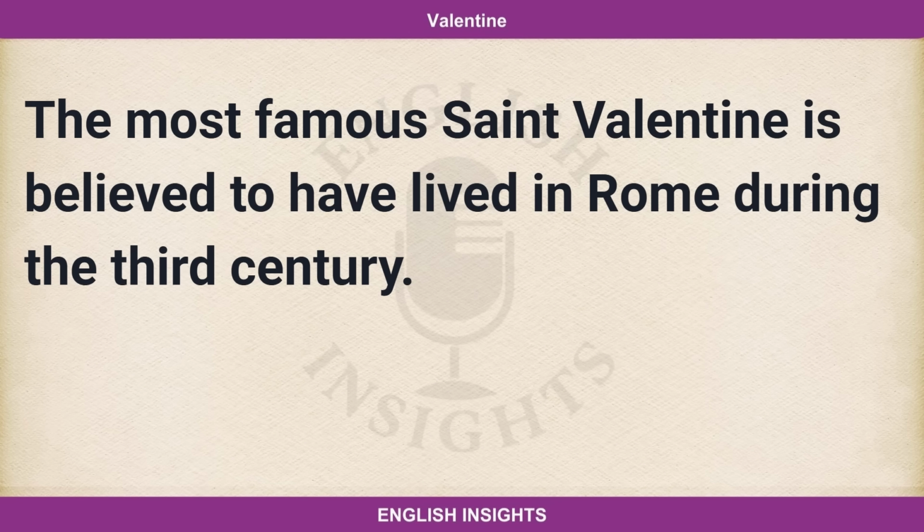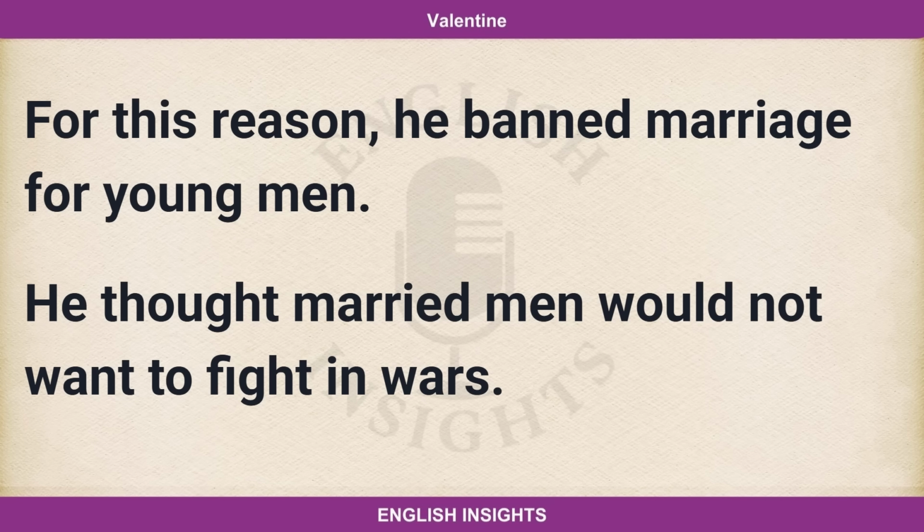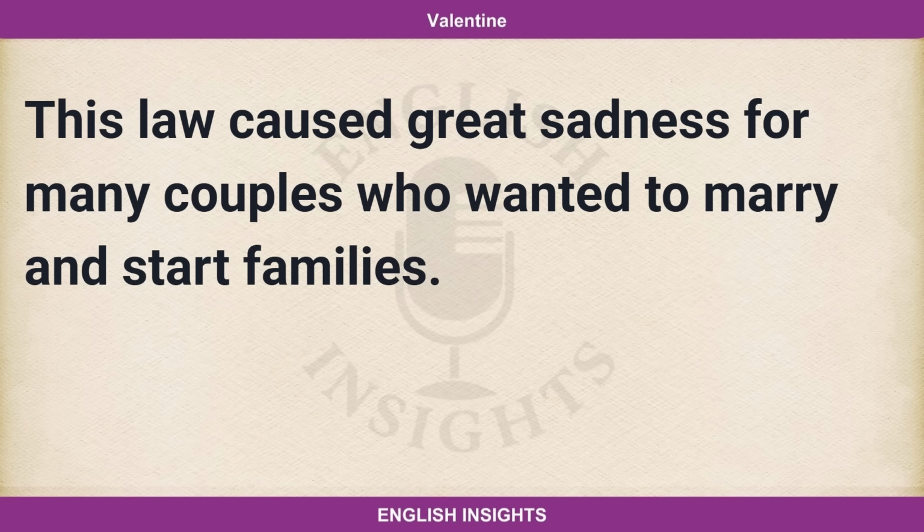At that time, the Roman emperor was Claudius II. He believed that single men made better soldiers. For this reason, he banned marriage for young men. He thought married men would not want to fight in wars. This law caused great sadness for many couples who wanted to marry and start families.